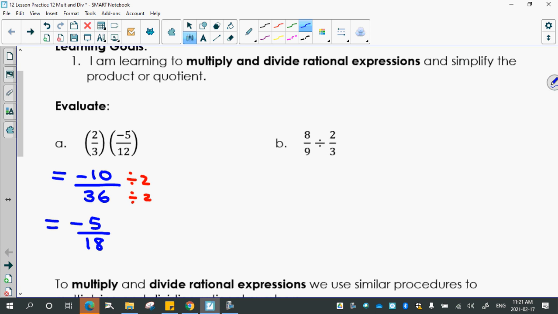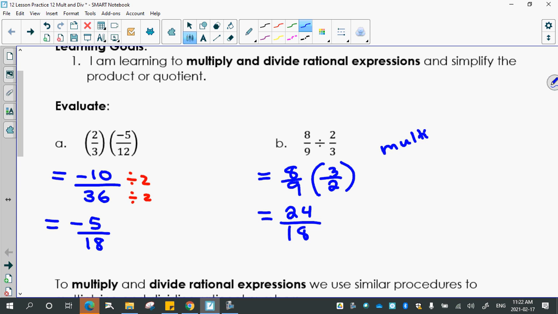Dividing had a little rule to it. Anyone remember that rule? Keep the first fraction the same, and then multiply by the reciprocal. We've already done it this year, kind of on the first day. So once you've changed it into a multiply question, it's a multiply question. You multiply the tops together, you multiply the bottoms together, and you reduce. But you have to remember that rule, multiply by the reciprocal.